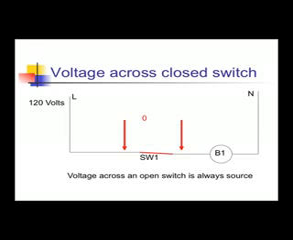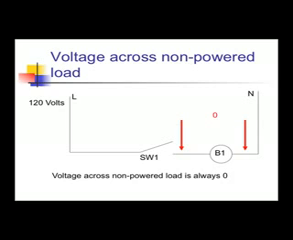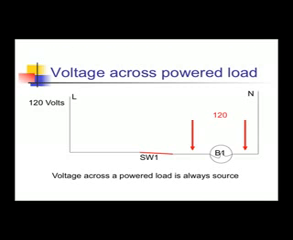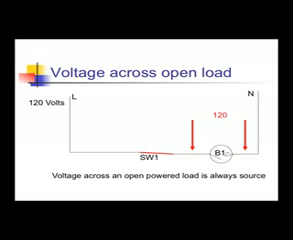In our case, our meter would show 120 because voltage is present across the open switch. Close the switch, and that voltage is going to turn to zero because there's no difference, there's no gap in the path, there's no potential. Voltage across a non-powered load is zero. Voltage is stopping at SW1. There's no voltage going to the load. Voltage across a powered load is 120.